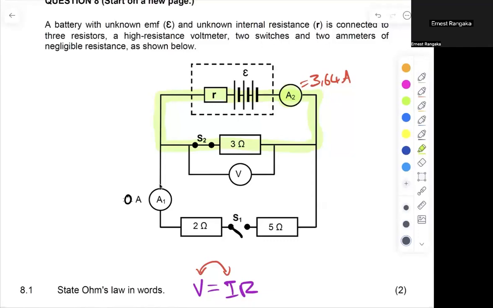Now, they want us with that to calculate the EMF of the battery. How are we going to go about trying to calculate the EMF of our battery, right? Because at this point, we've got the particular equation. EMF is equal to capital I times capital R plus small letter r. If we're looking at this, yes, we do have the capital I, we do have the capital R, but we don't have the internal resistance.